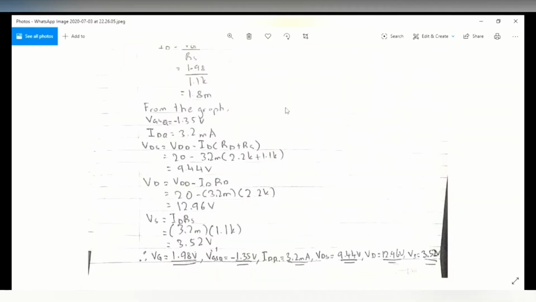After you got that value, sub in the value in the other formula. For VDS is equal to VDD minus ID times RD plus RS. Sub in the ID, and we got 9.44 volt. For VD is equal to VDD minus RD times ID, the same one. Just sub in the ID, same as VS, sub in the ID, and we got 3.52 volt.